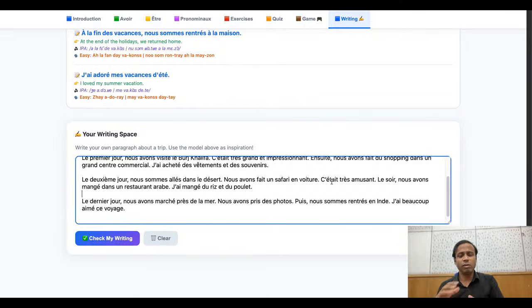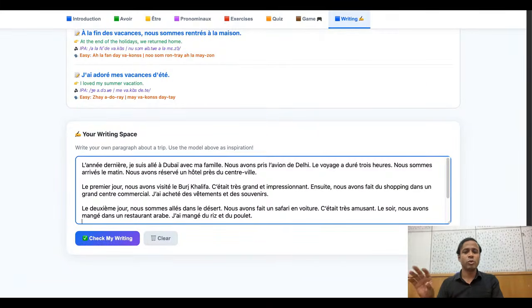Okay, so if you are going to describe your trip, then you have to write like this. Change the paragraph: first day, second day, last day. In the first paragraph you can describe how you went, and then in the second paragraph you can write where you stayed. So this is how you are going to describe it.